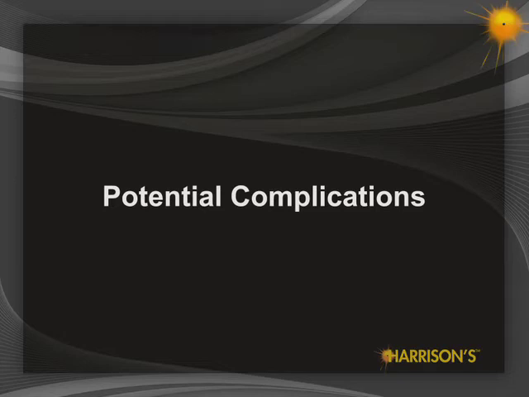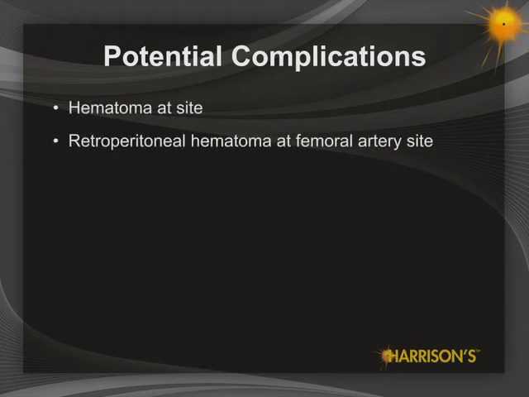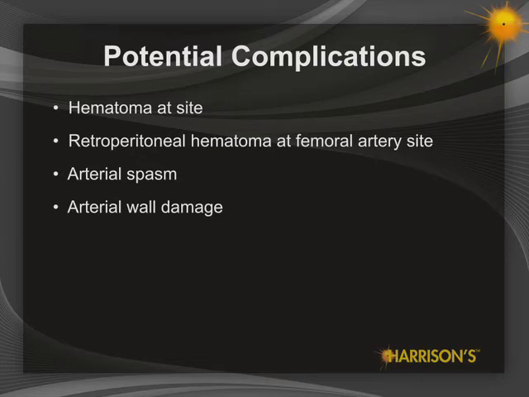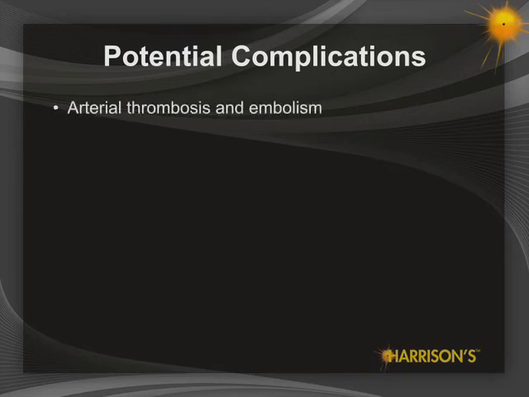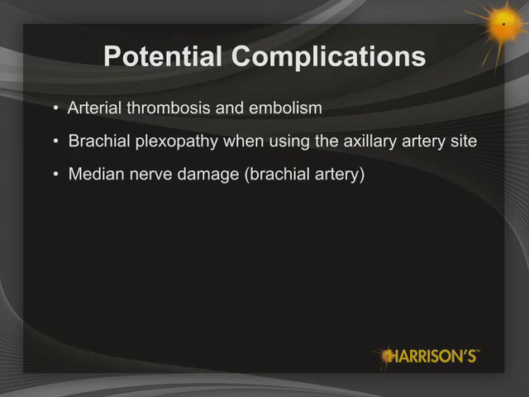Complications are rare from an ABG, but include hematoma at the site, retroperitoneal hematoma at a femoral artery site, arterial spasm, arterial wall damage, acral limb ischemia and necrosis, arterial thrombosis and embolism, brachial plexopathy of the axillary artery, median nerve damage of the brachial artery, and peripheral neuropathy of the radial artery.